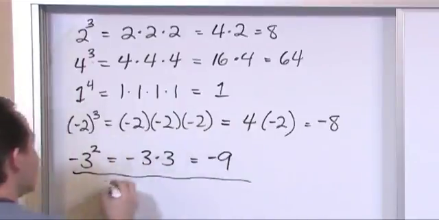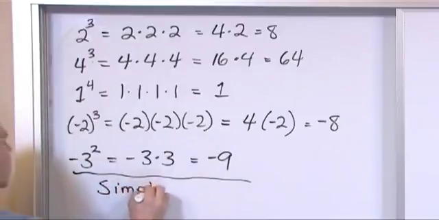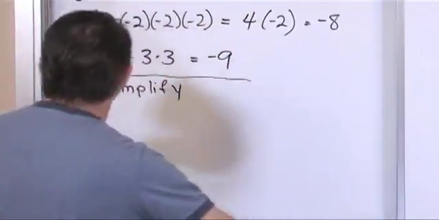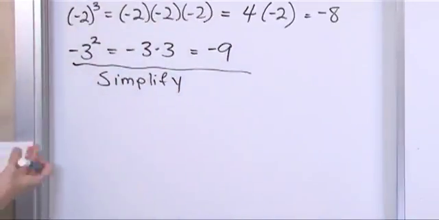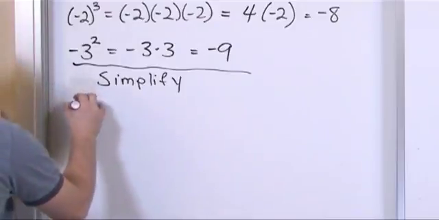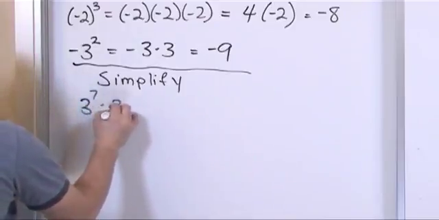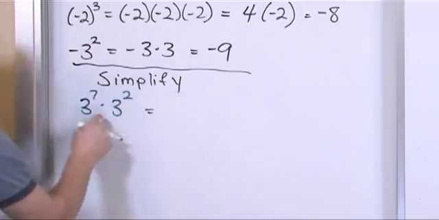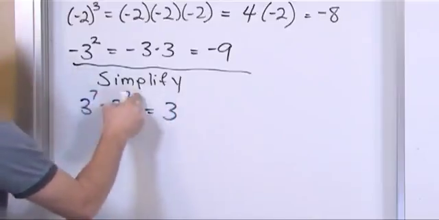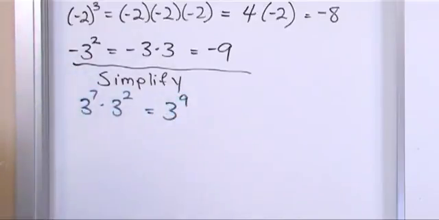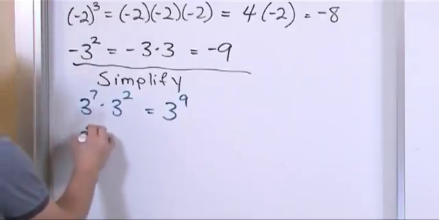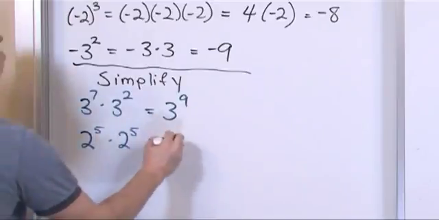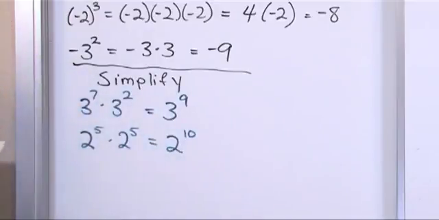Now let's simplify the following expressions. And we're going to need to use basically our rules. What if we had 3 raised to the power of 7 times 3 squared? Well, we can multiply all these out and figure it out, but we know the base is the same, so we just add the exponents. 7 plus 2 is 9. That's the answer. What if we had 2 to the power of 5 times 2 to the power of 5? Well, the base is the same, so we just add the exponents. 2 to the power of 10. 5 plus 5 is 10.